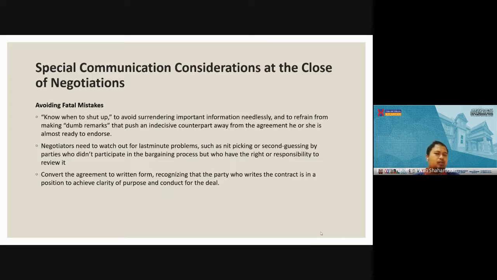All right. So when you are closing the deal or closing the negotiation process, there are some special communication considerations that you can also follow. Number one, please avoid fatal mistakes.